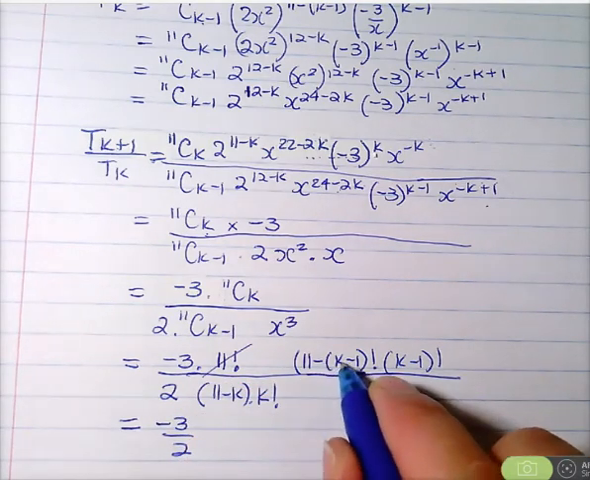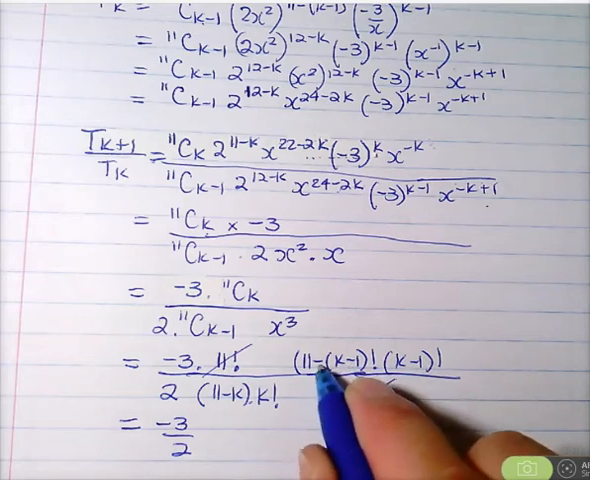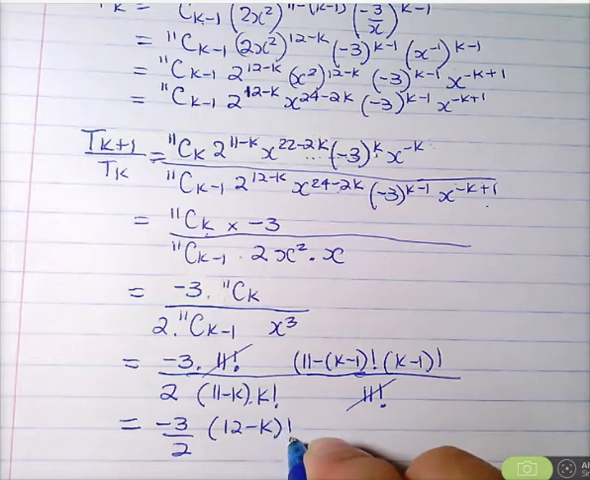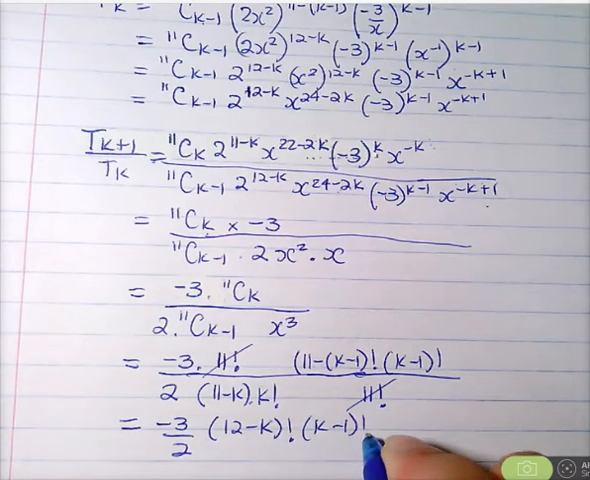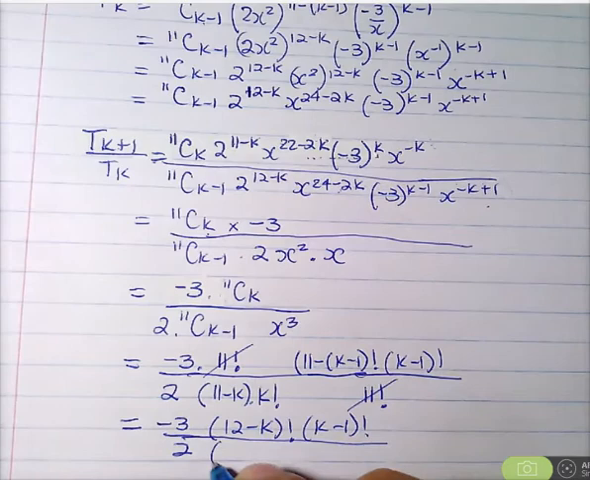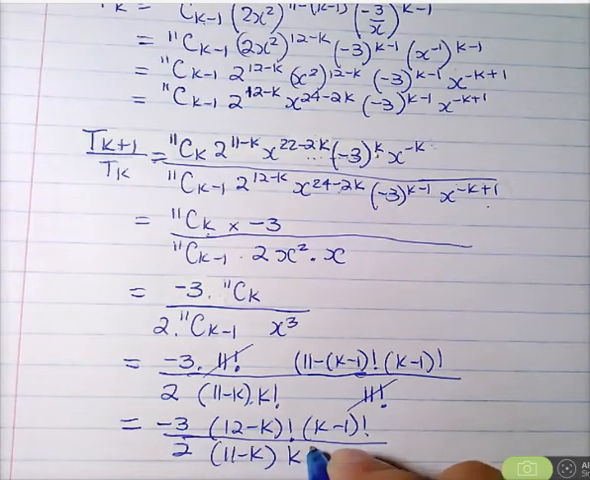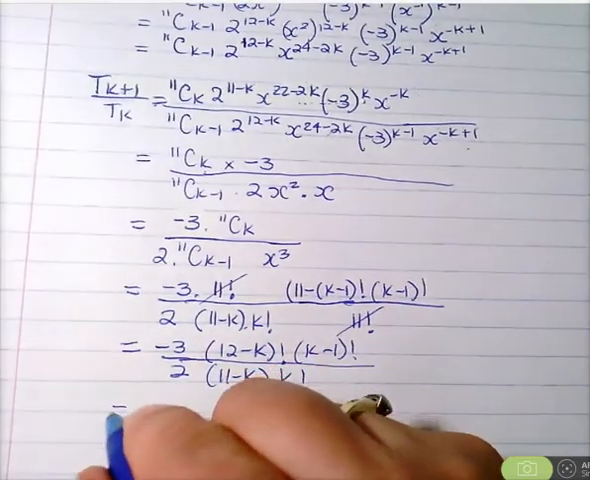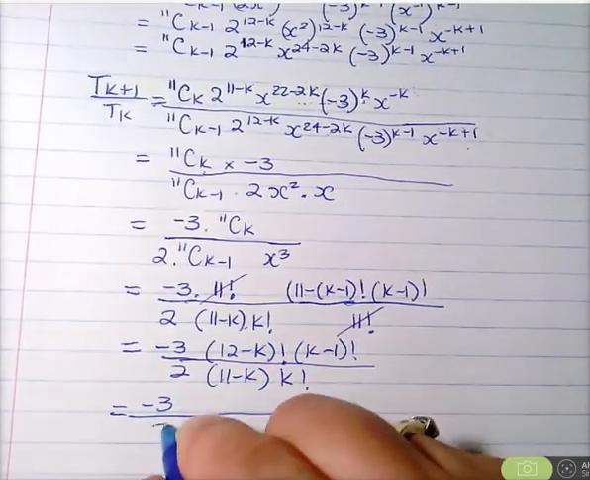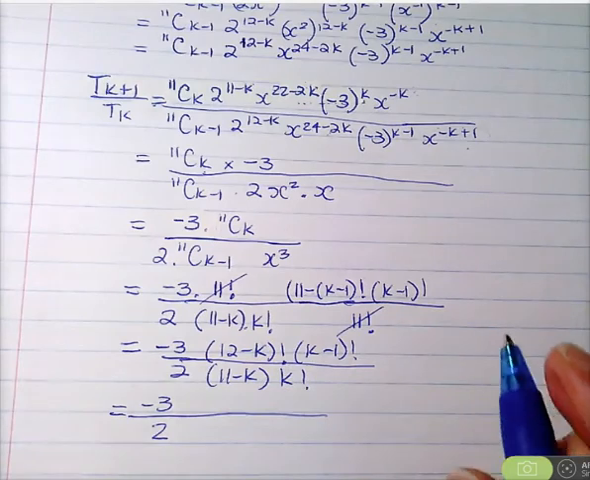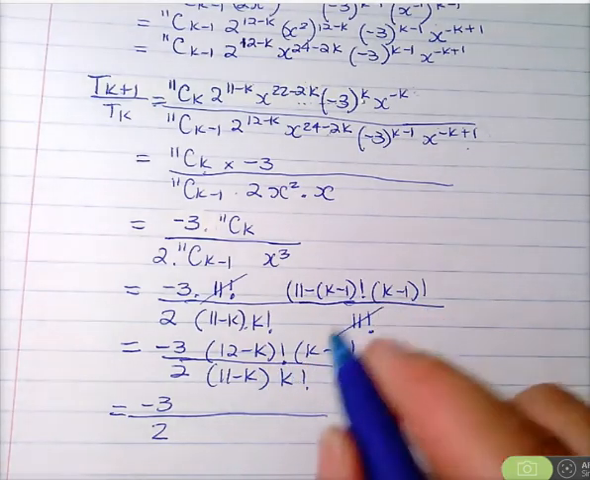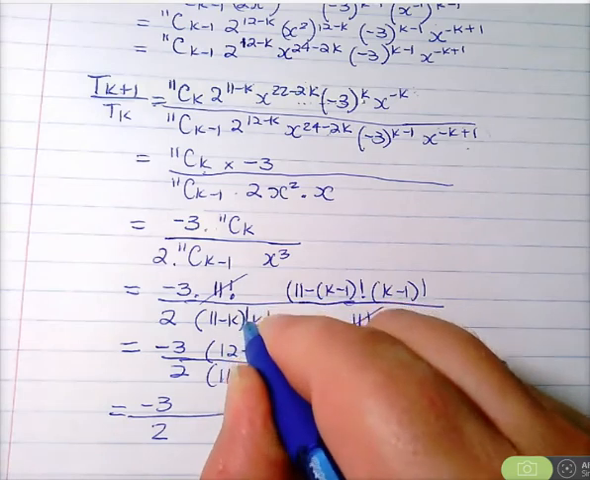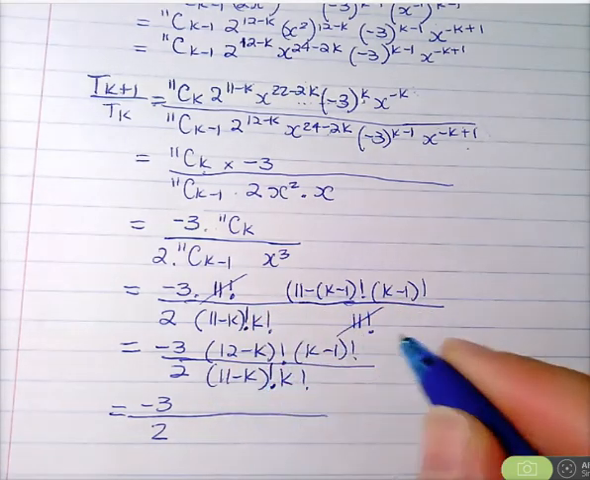Now 11 minus k minus 1, 11 minus k, it'll be 11 minus k plus 1, so I've got 12 minus k factorial times k minus 1 factorial over 11 minus k times k factorial. Now that is the same as negative 3 on 2, 12 minus k factorial is, and I've actually got a factorial here that I didn't put in, so I better put those in.